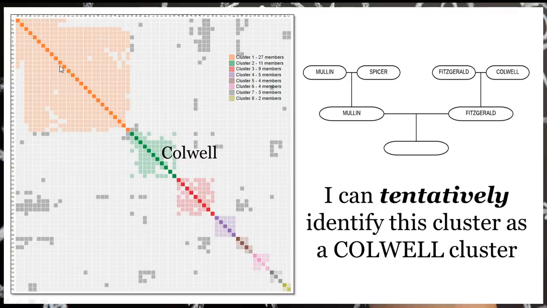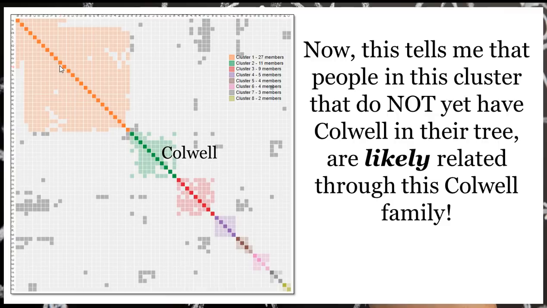And I could contact them and say, do you have the Cowell family in your tree, and so on. And now I'm actually giving them useful information instead of simply saying, we're related, do you want to compare information? Now I have a focus for our relationship. So, as I said before, this tells me that the people in this cluster that don't have Cowell in their tree are likely related through this Cowell family. It is not proof, but it is a very, very strong clue about our relationship.